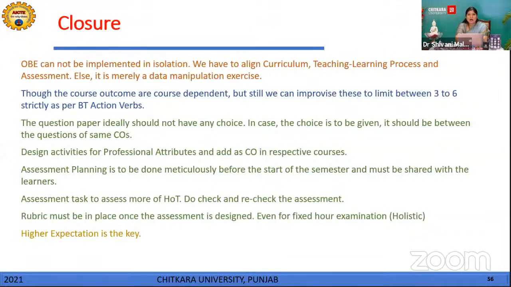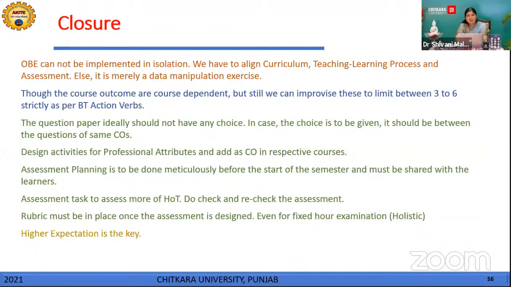The question paper ideally should not have any choice, but in case you are giving a choice, then it should be between questions testing the same CO levels. Design activities for professional attributes and also as COs in the respective course, right? So that is the important part of it.